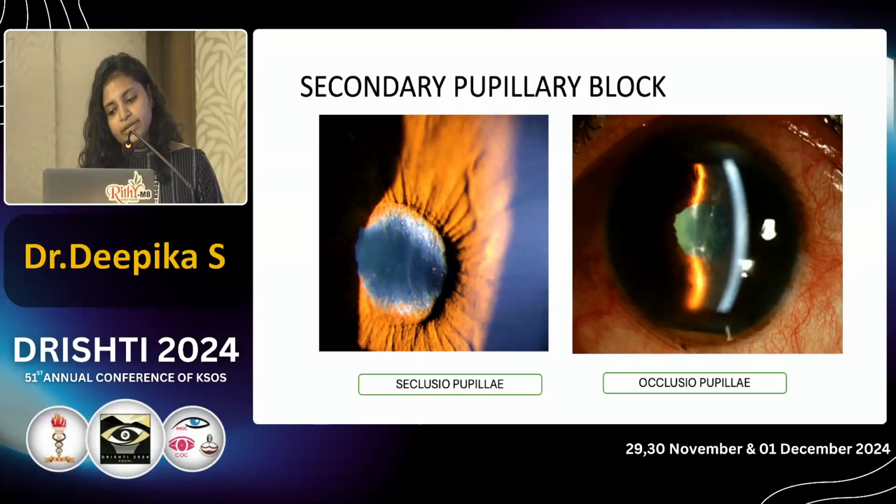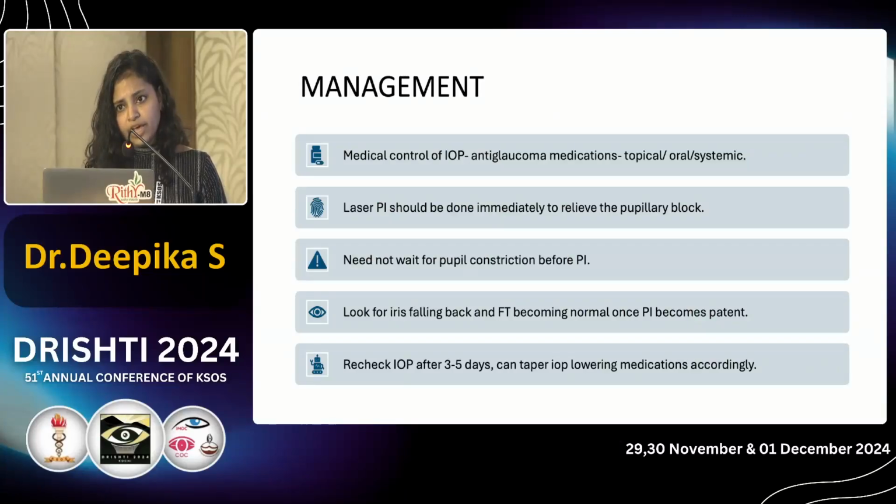First thing is not to get tense. In any condition of high IOP, you have to first reduce the IOP with medications, topical, oral or systemic, as in acute primary angle closure attack, and the definitive treatment to relieve the pupillary block will be laser PI. You don't have to wait for pupil constriction or the IOP to come down in secondary pupillary blocks, because it is very difficult to bring the IOP down. You can just take the patient to the laser room, look for any thin area of the iris, and make a patent PI.